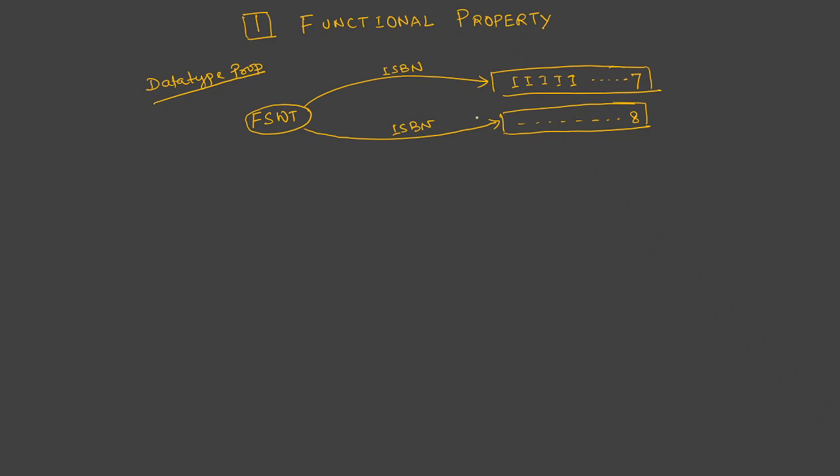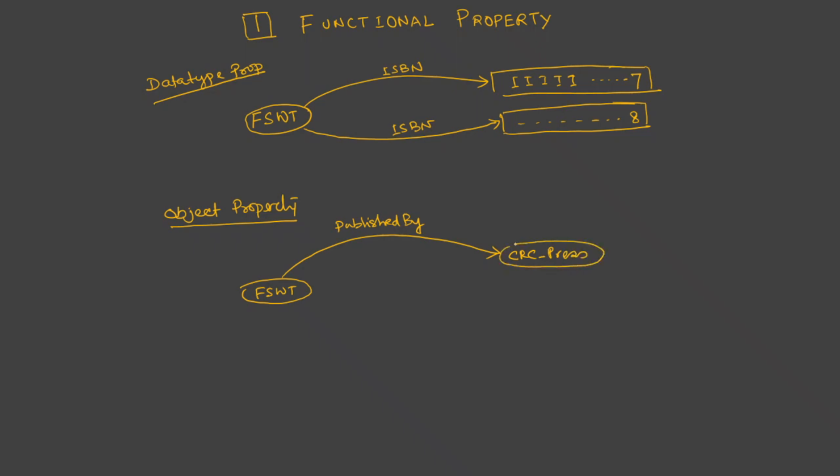Now, if we are doing so, what will happen? So this is one case. The other case is the case of object property. In the case of object property, let us take the example of the same book, FSWT is published by this CRC Press. And this is one URI. So this is the kind of distinction that we know is there between data type property and the object property, where the object position of the triple would be one URI in case of object property, and object position of a triple in case of data type property would be a value, right?